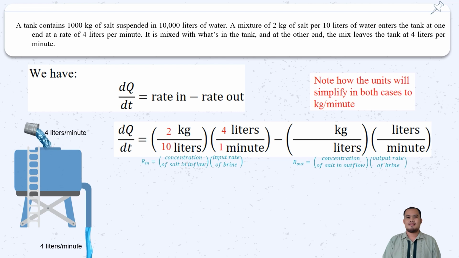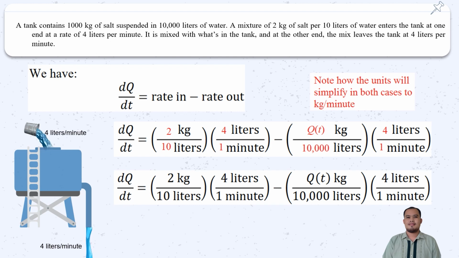Then, subtract the rate out, in which the output rate is also 4 liters per 1 minute, then multiply to the concentration of the outflow, which is Q of T kilograms, since the amount of salt after time T is still unknown, over 10,000 liters, since the tank can hold 10,000 liters of water. So, our equation will look like this. By doing the algebra and simplifying this equation, we will now have dq over dt is equal to 4/5 minus 0.0004 q of t.